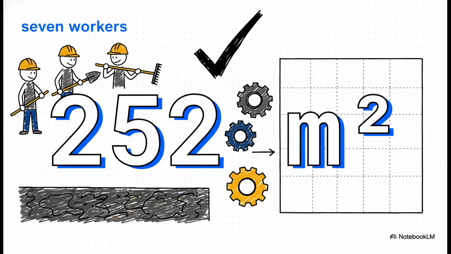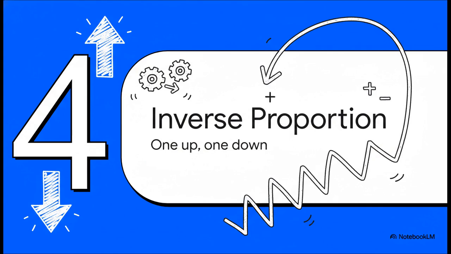And there you have it. 7 workers can pave 252 square meters of asphalt in a day. The logic holds up perfectly. But not everything in the world works that way. Sometimes, when one thing goes up, another thing goes down.